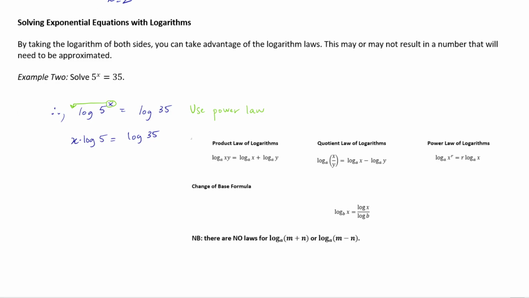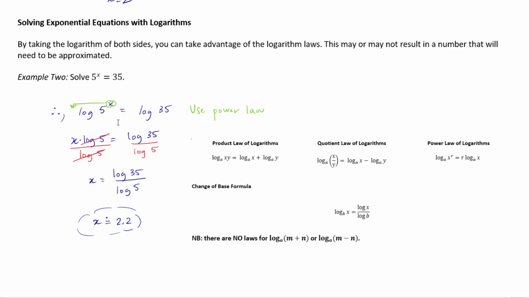And in order to isolate x, I'm going to take both sides and divide by log 5. That will cancel this logarithm, and then I'll be left with x is equal to log 35 over log 5. And then we put that into our calculators because our calculators will do the common logarithm. And x is approximately equal to 2.2. So that's your final answer right there.